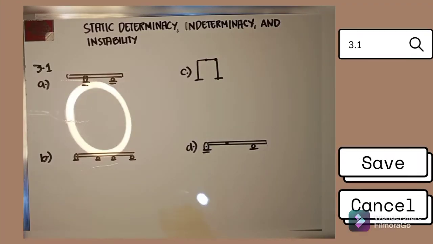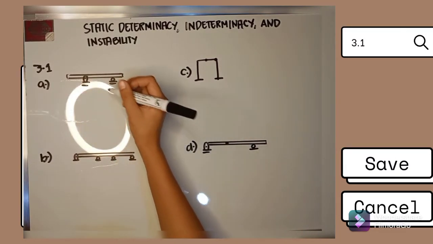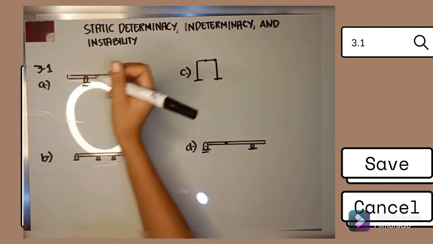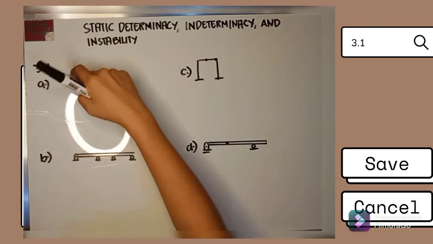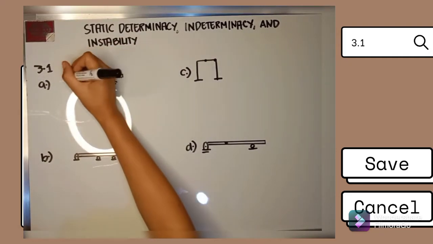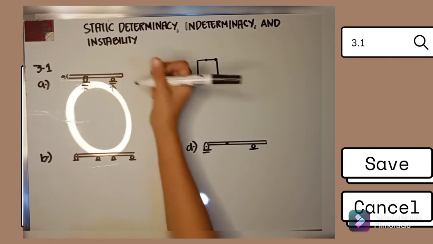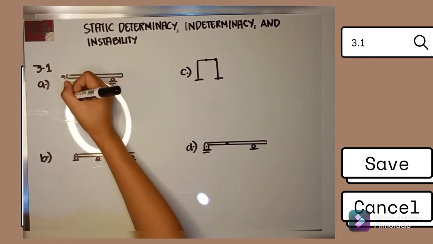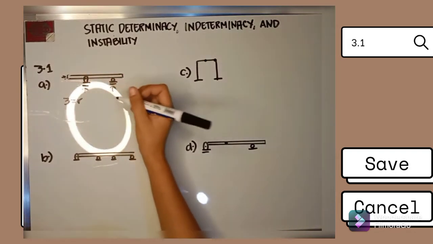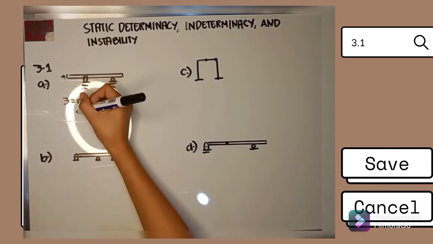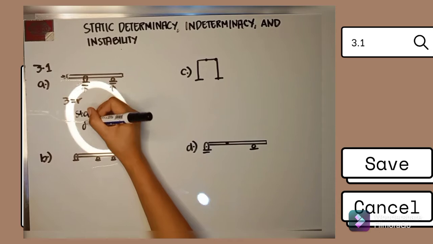Okay, so for our first problem, 3.1 letter A, we have here a beam that is supported by a hinge and a roller. So the hinge has two reactions, and the roller has one. So we have a total of 3 external reactions. So R is equal to 3, meaning this beam is statically determinate.